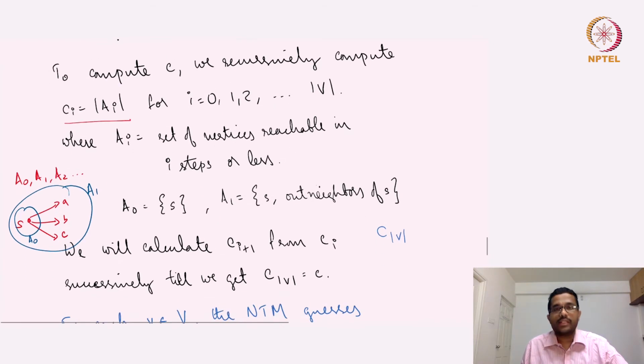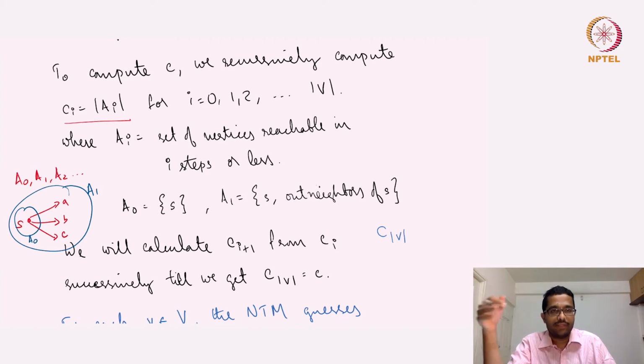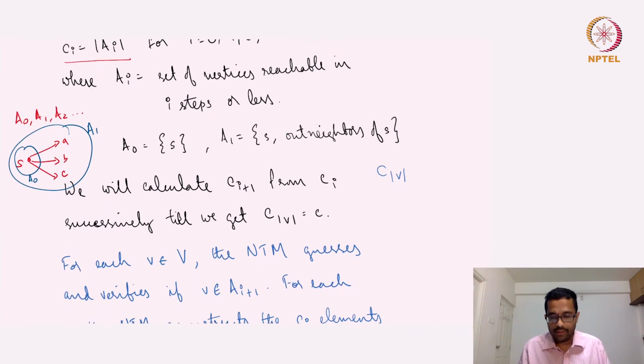And what we want is the total number of vertices reachable from S. So if any vertex is reachable from S, there is a path of length at most V, where V is the number of vertices. It cannot be longer than V. Overall we have V vertices, so any path has to be of length at most V. In fact, V minus 1 would do, right? The number of steps cannot be more than V minus 1. So C subscript V will give us the actual number of vertices reachable from S, right?